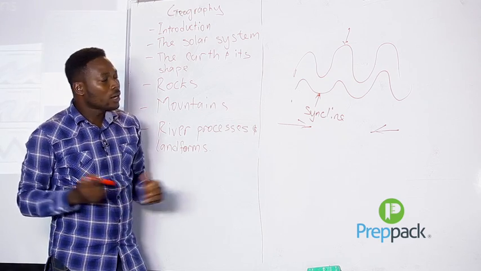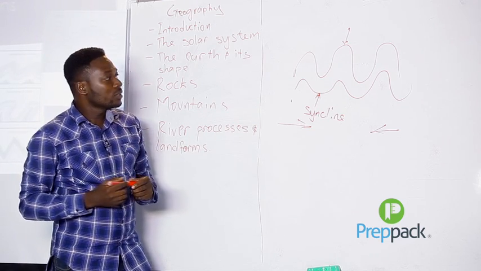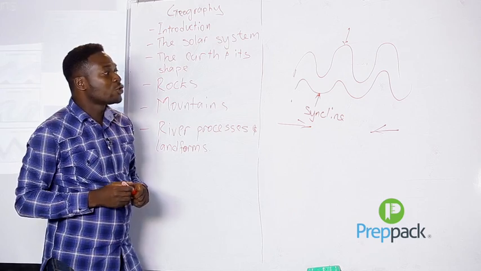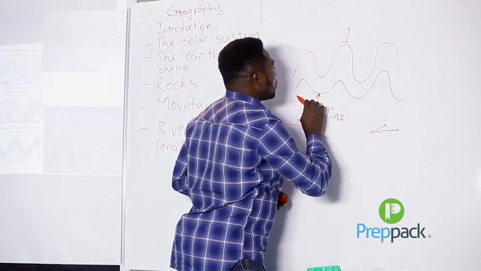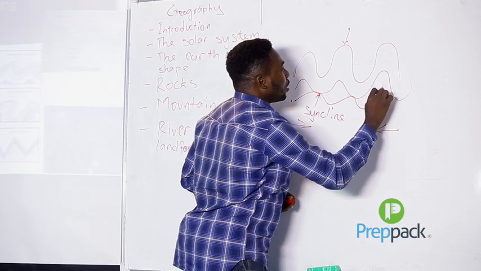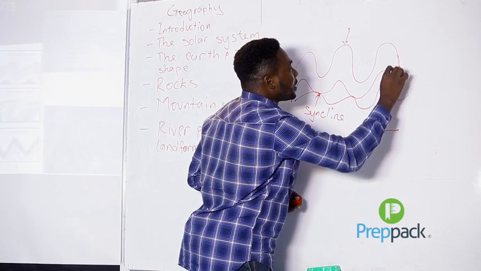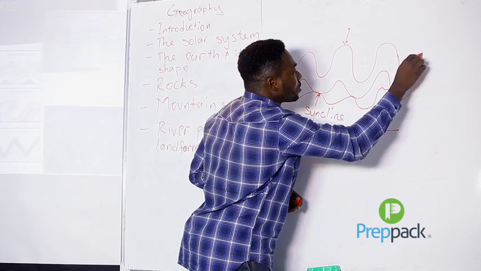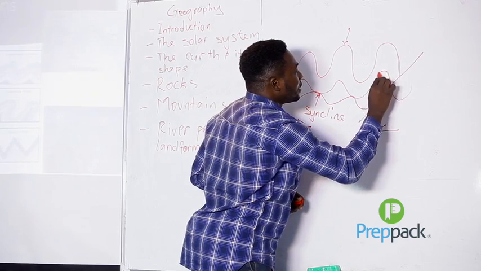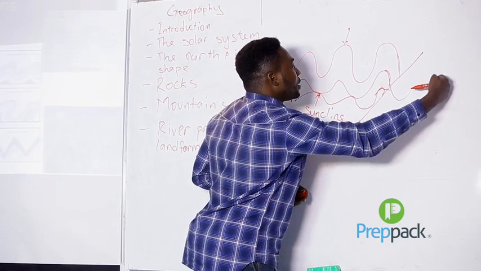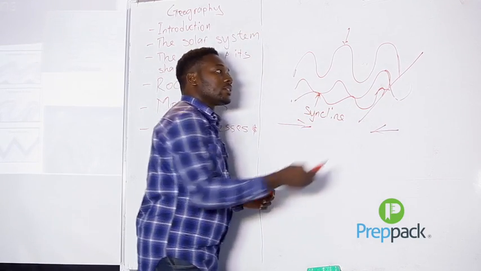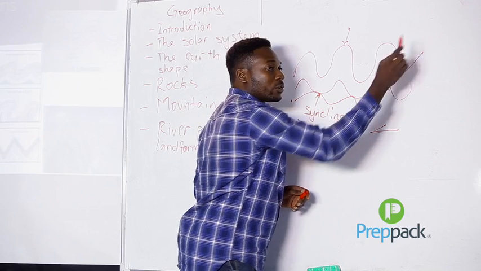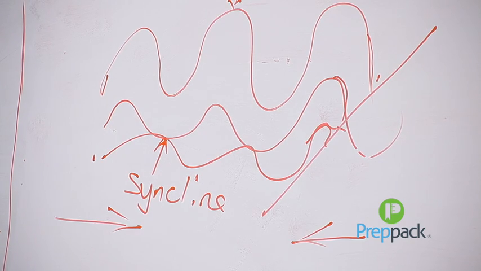Sometimes the compressional forces cause the fold to be so extreme that we have overthrusts. In such cases, we have something like this. Instead of having a simple fold, it goes like this, and then it's like part of the mountain goes underneath the other. In such places, we have the overthrust. So these are always common with fold mountains.